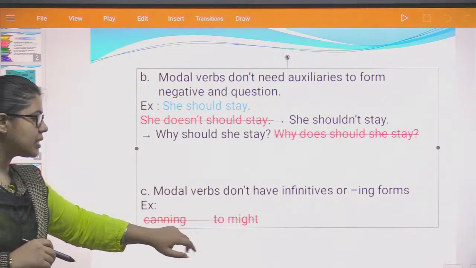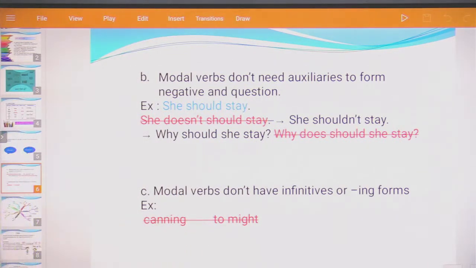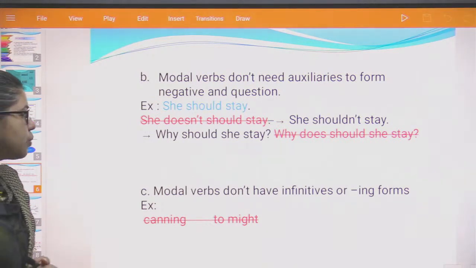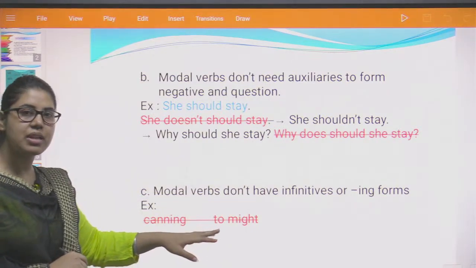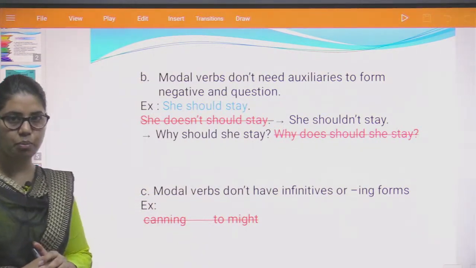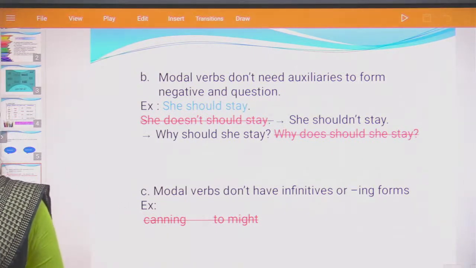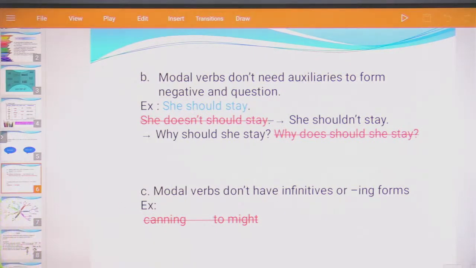The second point, which I have already explained, is that we use the bare infinitive, student, that means the root form of the main verb. We don't have infinitives here. Basically the infinitives are "to" plus the main verb's first form. So we don't use "to" here, we use bare infinitives, student. That means the simple first form of the verb, which is the root form of the verb.